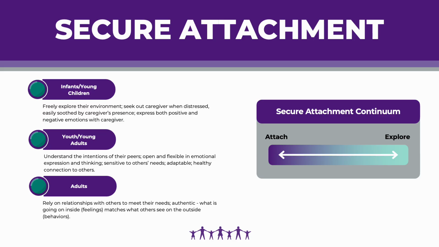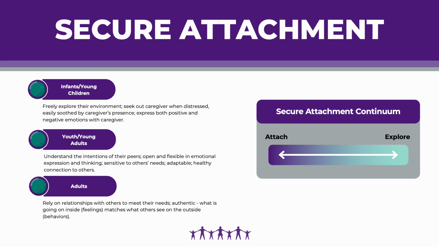Adults rely on relationships with others to meet their needs. Authentic, what is going on inside, feelings, matches what others see on the outside, behaviors. In the diagram, we'll also see the secure attachment continuum. Moves along this continuum easily, organically, often, and balanced. Feels safe on both sides. The strange situation video shows what secure attachment patterns look like in an infant.